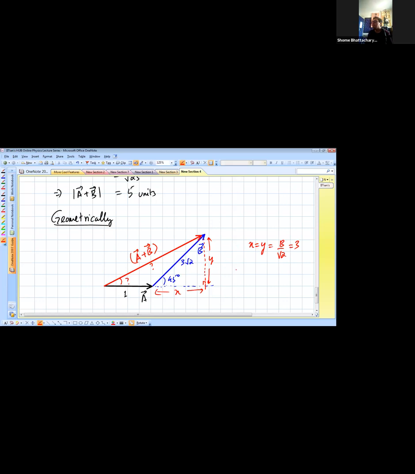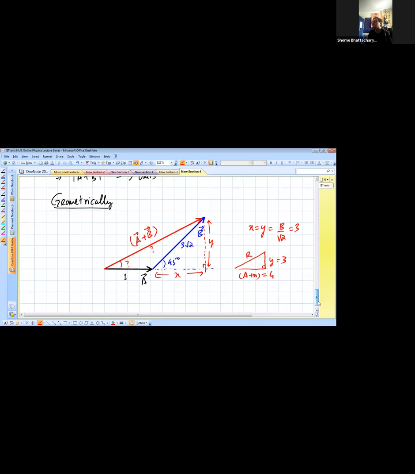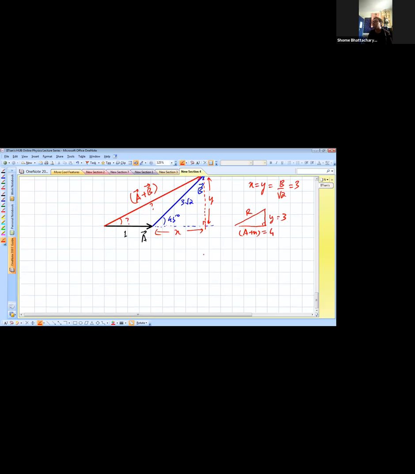Now come back to the larger triangle. For the larger triangle, this side is y, which is 3, and this side is A plus x, which actually becomes 4. And this side is the resultant, which we are trying to find out. You can see it's the hypotenuse of 3 and 4. So the magnitude of the resultant, which is mod of A plus B, is quite simply by Pythagoras theorem 5. That is how I would solve this geometrically.